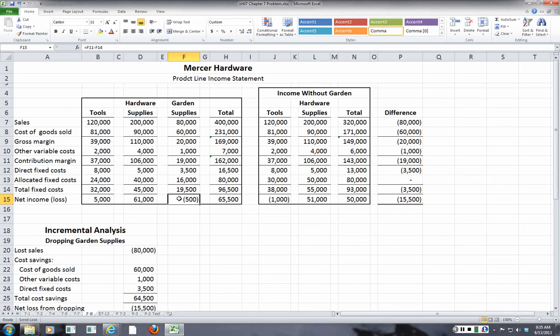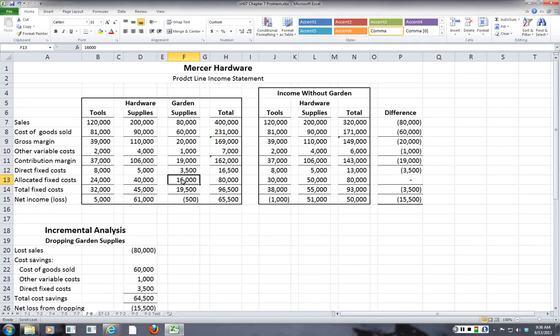They want to make a decision. We're losing on garden supplies. Should we drop it? And they go through an analysis of it. But the one thing you can see here is these fixed costs, they've allocated, I don't like to say arbitrarily, but by some ways, they have made a decision to allocate $24,000 for tools, $40,000 for hardware supplies, $16,000 for garden supplies. So they have a total of $80,000 fixed cost, and they've allocated $16,000 of that $80,000 to garden supplies.